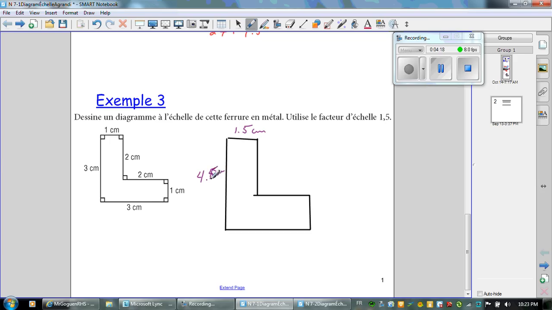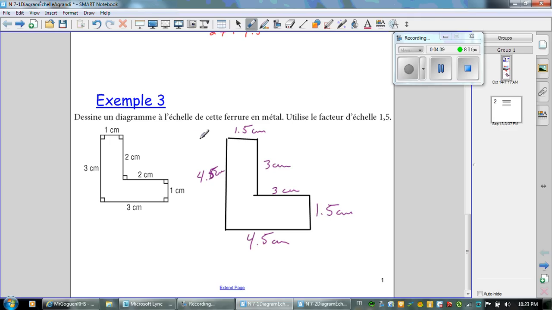centimeters. And this one would also be 4.5 centimeters. This one would be 1.5 centimeters. And these ones would both be 2 multiplied, double 1.5, would be 3 centimeters and 3 centimeters.